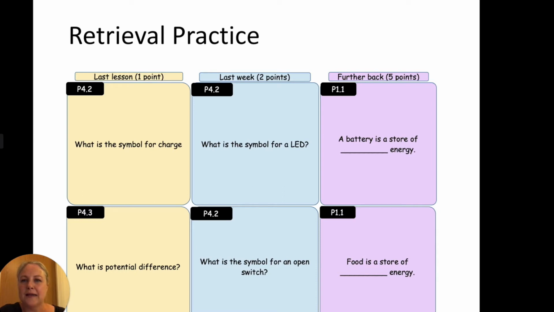Okay, and a little bit of retrieval practice now. So again, pause the video. If you're following along on the worksheet attached, there should be 6 little boxes, similar colours. Answer the questions in those boxes. So pause the video, have a go.